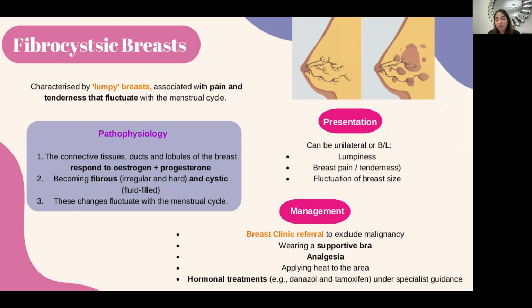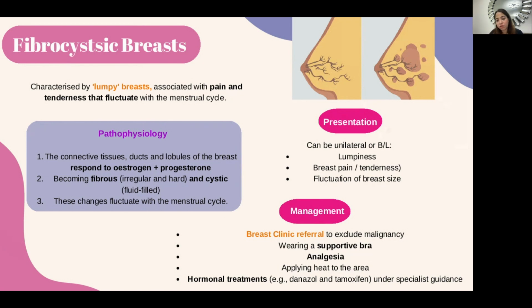And that's the pathophysiology behind this: with the breast tissue responding to estrogen and progesterone, sometimes they can become fibrous, or they can become cystic, and then patients will end up getting multiple of these cysts and fibrous-filled sacs that cause them to have a lumpy breast. And again, these fluctuate with the menstrual cycle. They can get bigger or smaller with the patient's cycle. It can be unilateral or bilateral.